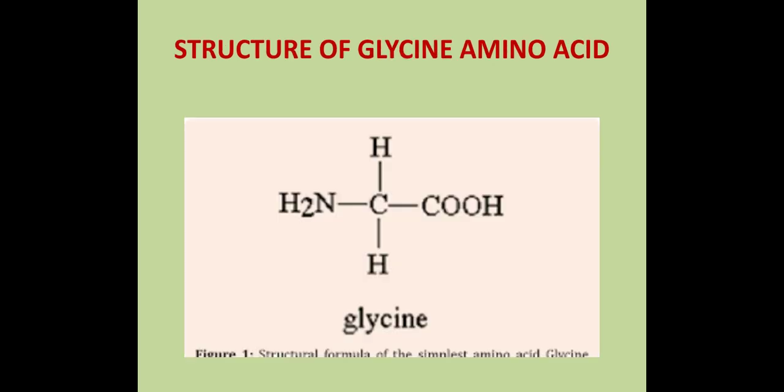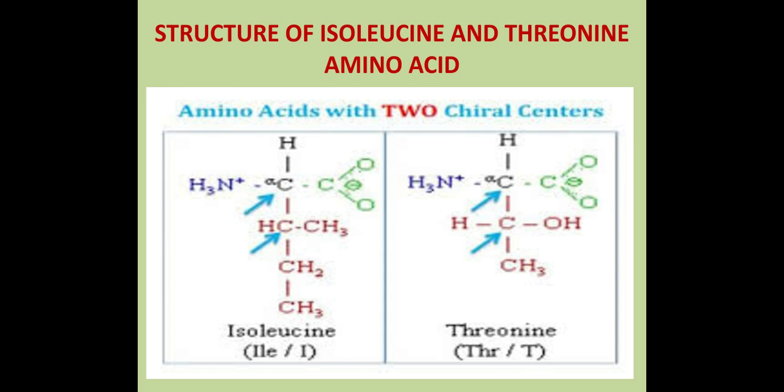This is the structure of the glycine amino acid. In glycine, the carbon is attached to two hydrogen atoms, and this creates symmetry, and thus in glycine the alpha carbon is symmetric. Two amino acids, isoleucine and threonine, have two asymmetric carbon atoms. Thus they have four optical isomers instead of two.